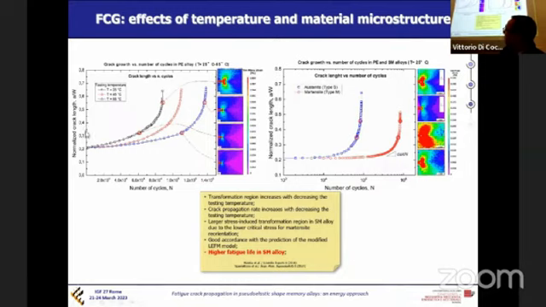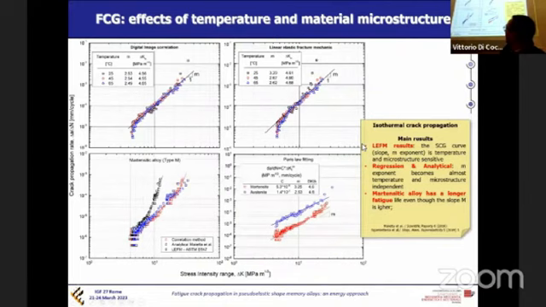Here you see the evolution of crack length versus the number of cycles. For the same material at different temperatures, 25 to 65 degrees, there is a marked effect of the temperature, and also a comparison between the two microstructures. You can see the martensite has exhibited a much longer fatigue life.